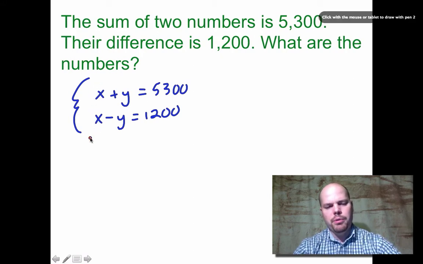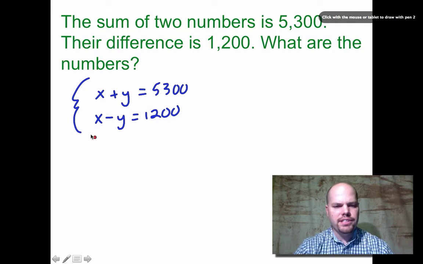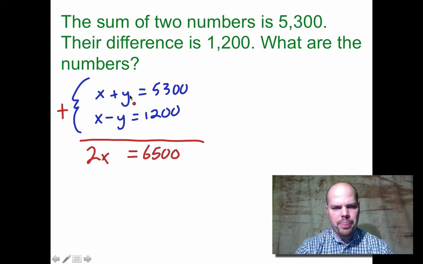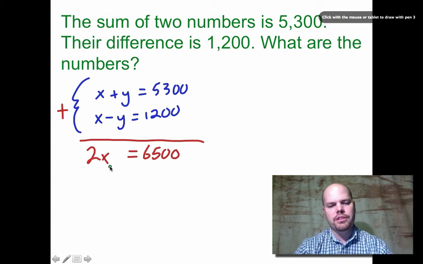What we can do is add the left sides of these equations. I'll just show a summation bar to show that we're going to add. So x plus x is 2x, and plus y and minus y would be 0y, equals 6,500. Now the idea is to eliminate a variable. Now look, we have an equation with just one variable. That's the idea of solving these in this manner.